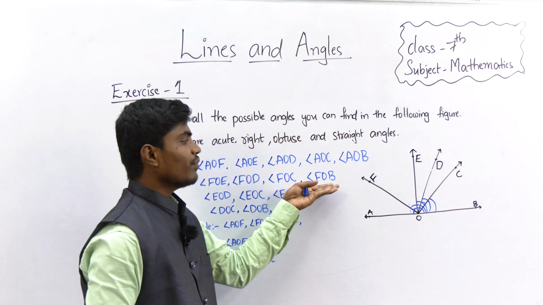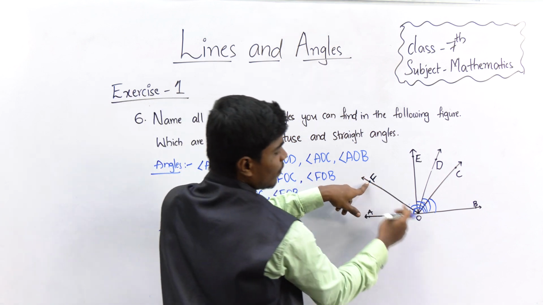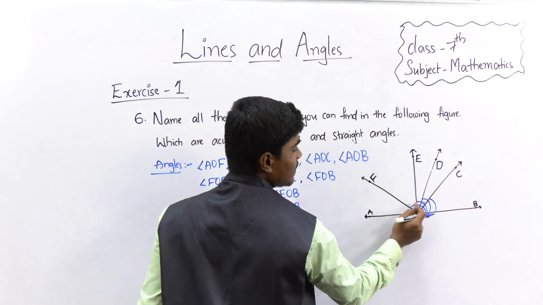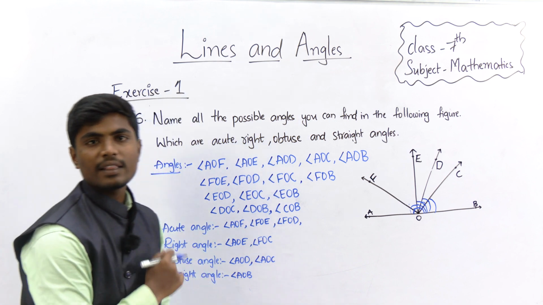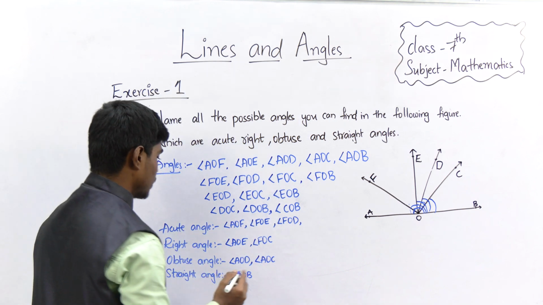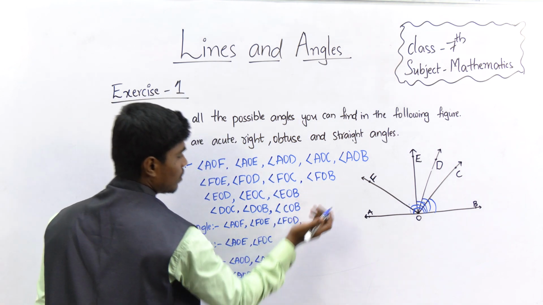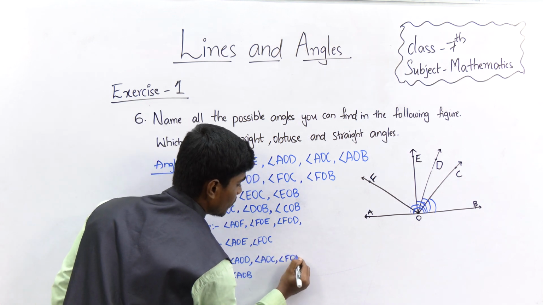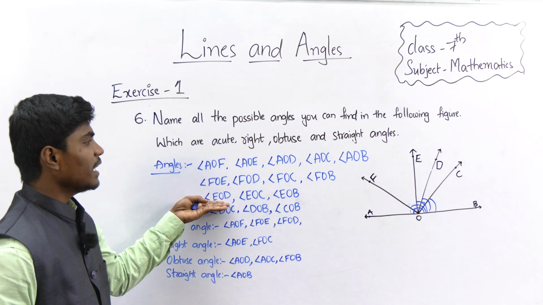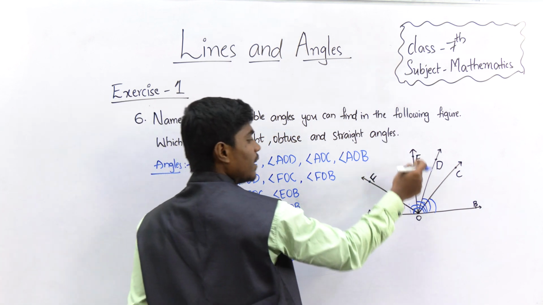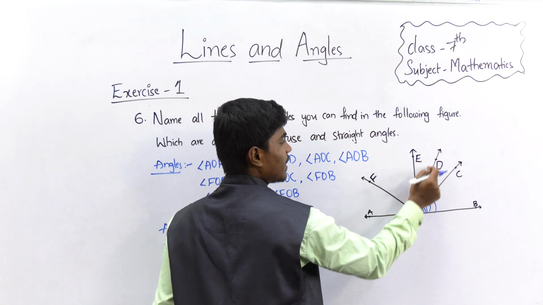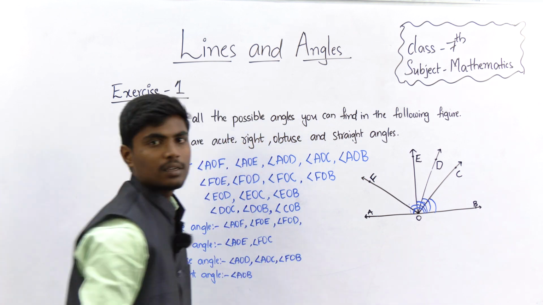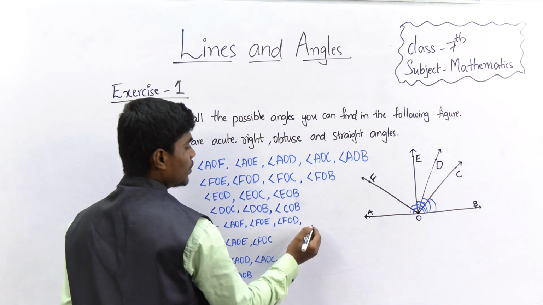Next, angle FOB. This angle is greater than 90, so this is an obtuse angle. So angle FOB. Okay, next angle EOD. This angle is less than 90, so this is an acute angle.